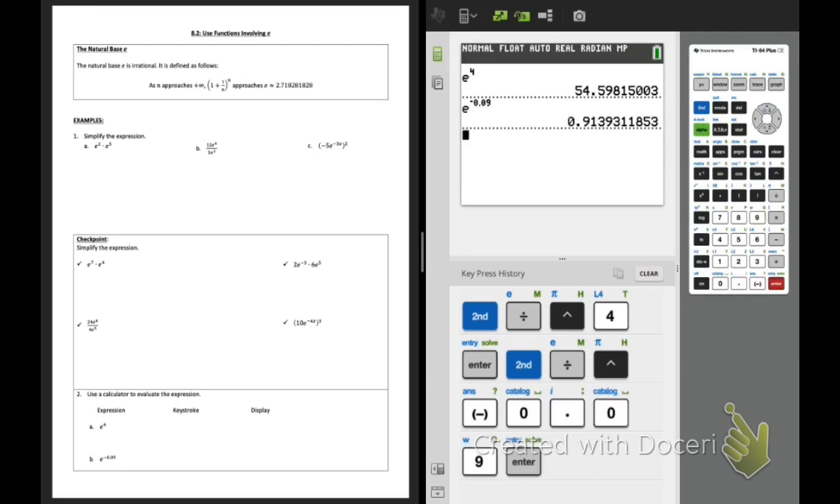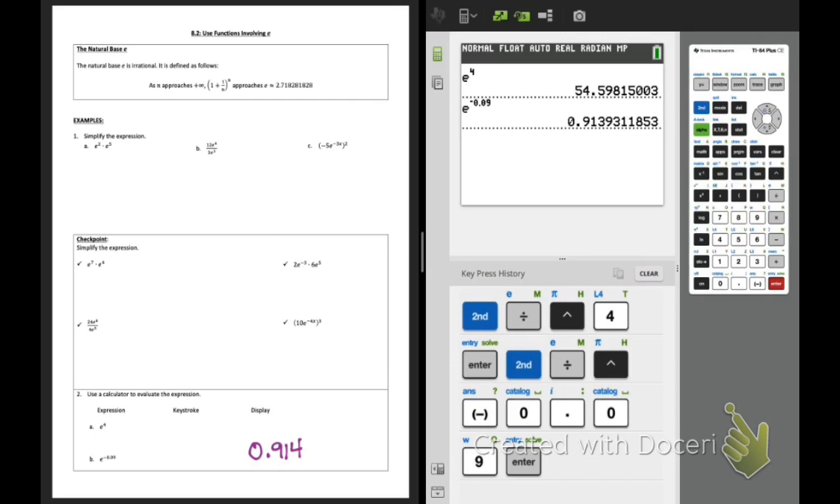And again, you get another answer here. Again, it's irrational. So again, we're going to round it to 3 decimal places. So my answer for this, e to the negative 0.09 power, would be approximately 0.914. So that's how you type e into your calculator. And again, you will get pretty gross answers when you do this, but that is to be expected given that e is an irrational number.